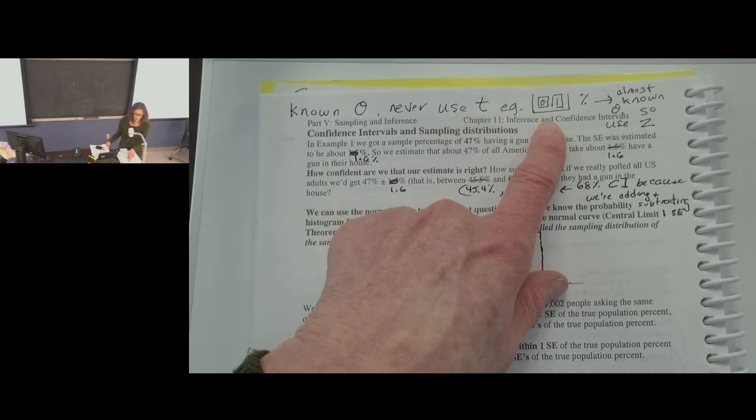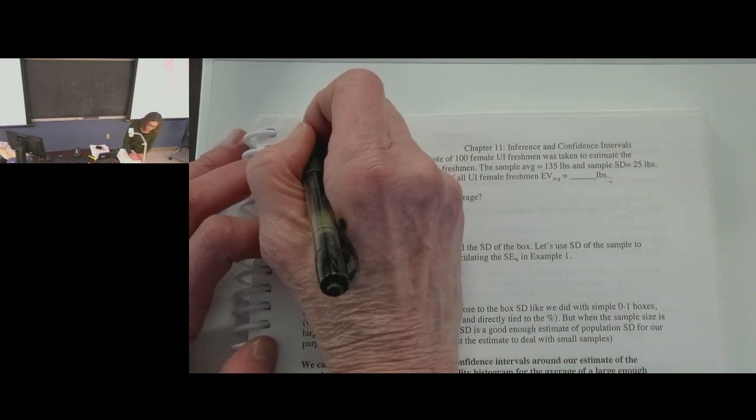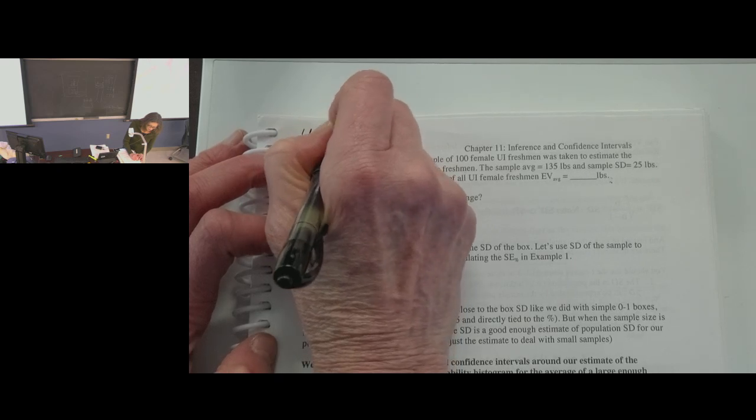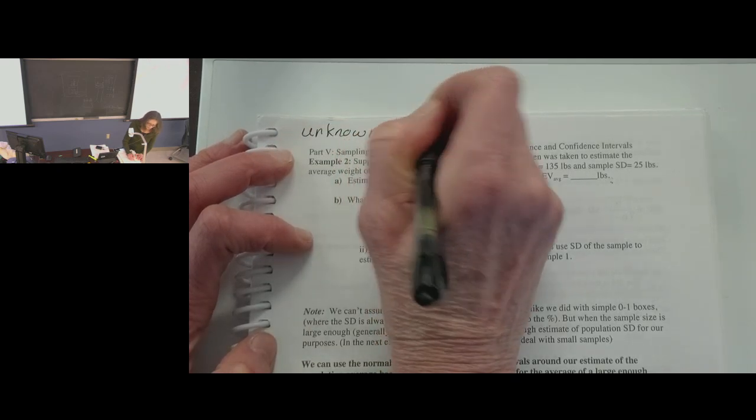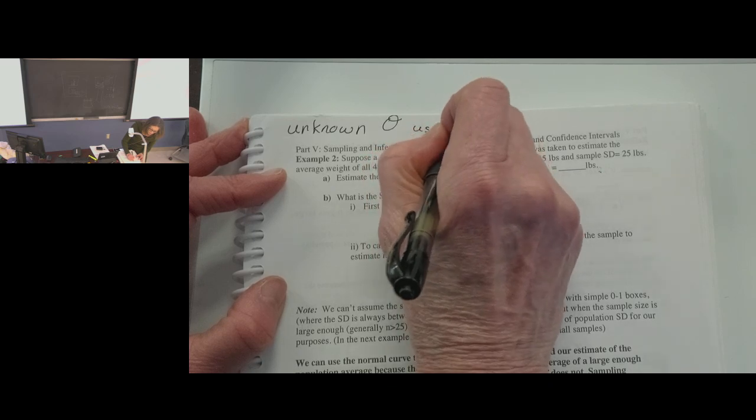Now, when do you use T? This is what we're moving into using, the T distribution, and it's a different situation: when you have an unknown sigma. That's the only time that you'll use T, and not always even. So if you have an unknown sigma, use T. And we're going to see that if the sample size is large, you can still use Z because of the central limit theorem.